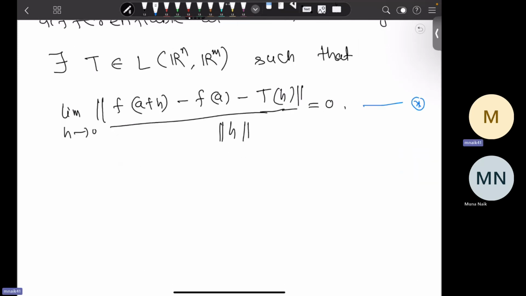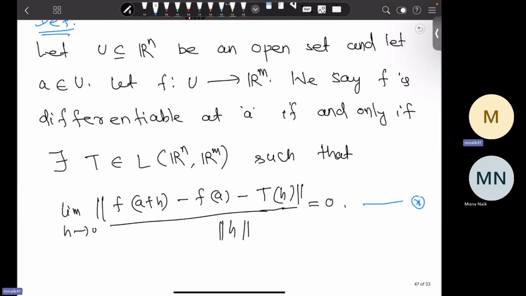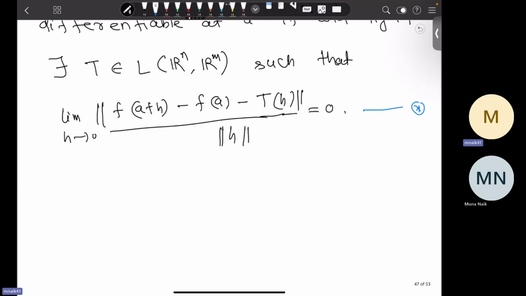So the thing is, in the statement we are writing that there exists a linear map T from Rn to Rm so that this condition star is satisfied. We say that f is differentiable at a if there exists a linear map T from Rn to Rm so that this star is satisfied. It may happen that there might exist two different T's, or more than one T, which may satisfy this condition star.